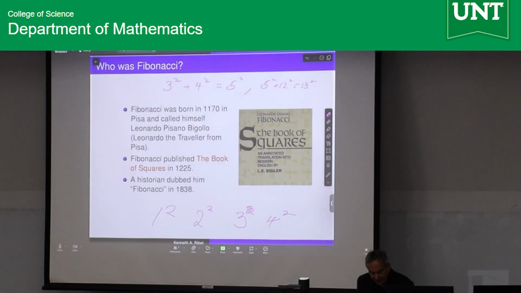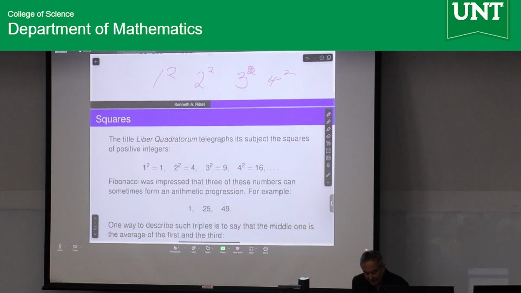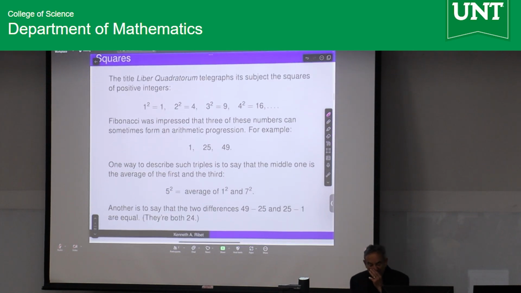And Fibonacci did something slightly different. He took the squares and he asked himself whether 3 of them, not all the same number, could form an arithmetic progression. So an example of an arithmetic progression among squares is 1, 25, and 49. 1 squared, 5 squared, and 7 squared. And what this means is that 25 minus 1, which is 24, is the same as 49 minus 25, which is also 24.